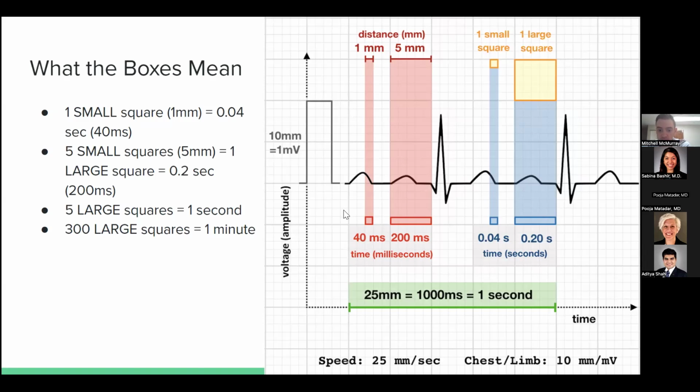5 small boxes is one large box, which ends up being 200 milliseconds. And then 5 large boxes is 1 second, and 300 large squares is 1 minute. So that kind of just breaks down each one for you here. Like one small box, 0.04 seconds, one large box, 0.2. So it's easy to see.